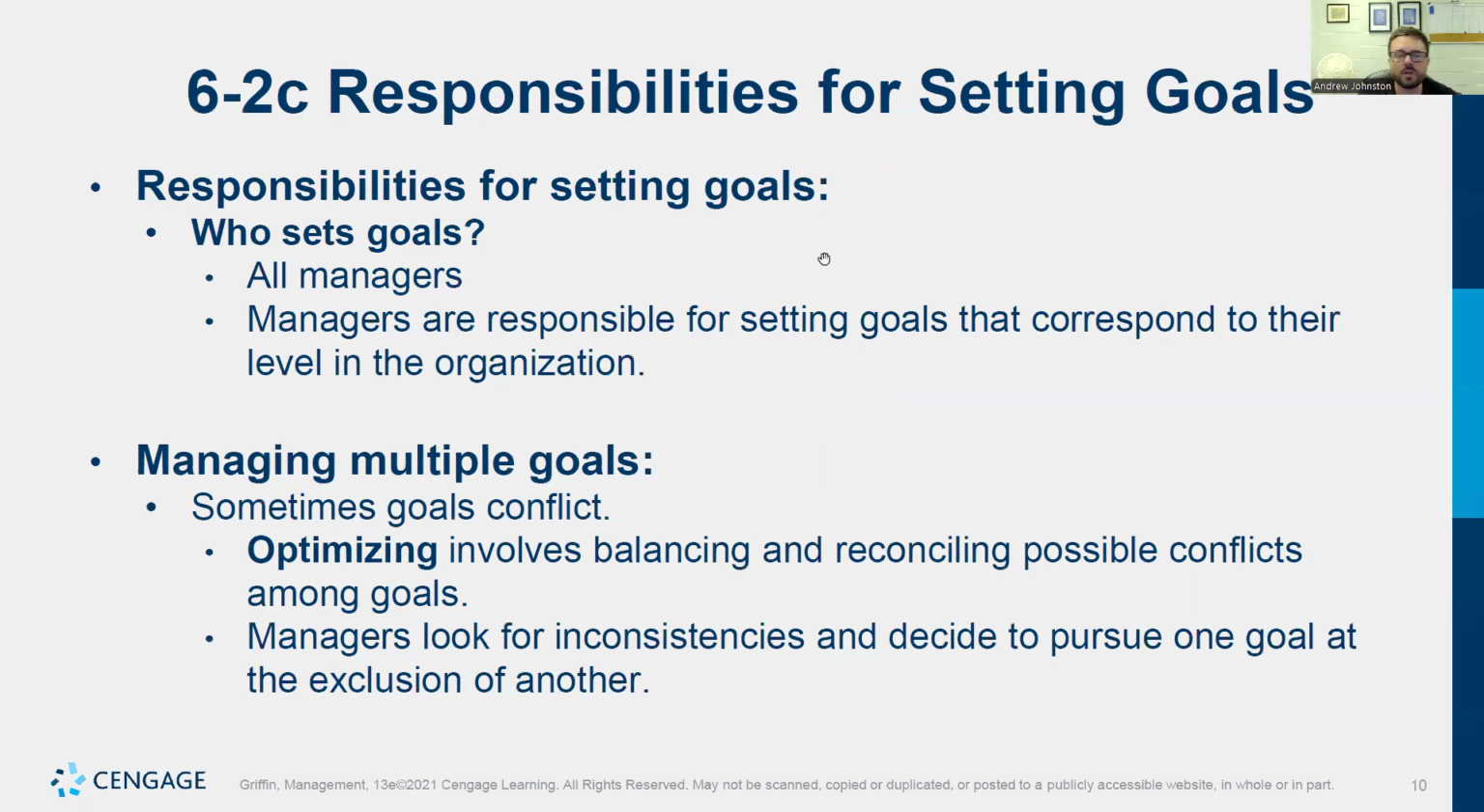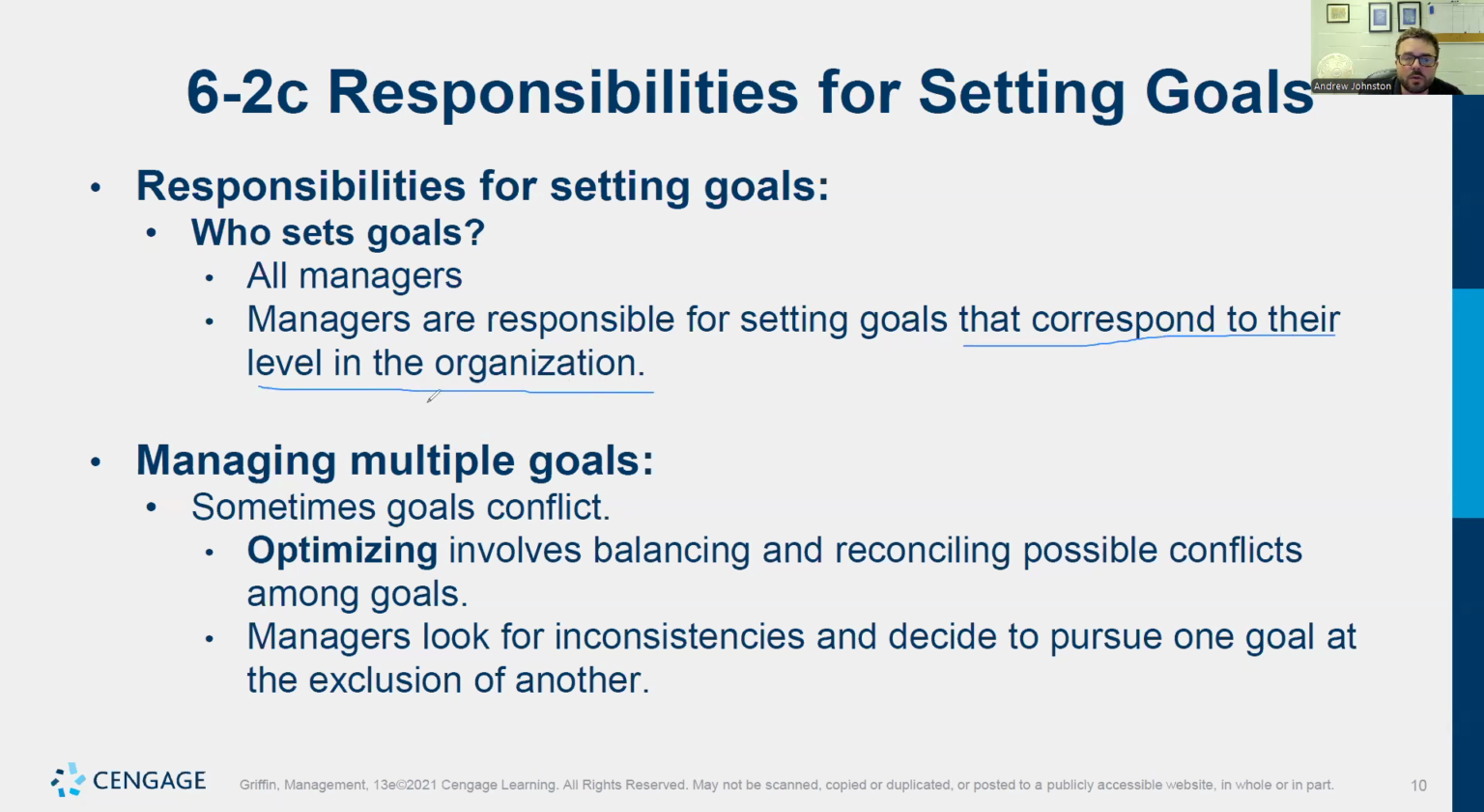So who sets the goals in an organization? Well, in one sense or another, if you are a manager, you're setting goals in one form. That's really what managers do, because if you're a manager, then by definition you're managing people or resources, and you are planning the allocation of those resources, whether they be people, financial, tangible, intangible. However, the nature of those goals, whether they're strategic, tactical, or operational, is going to depend on where you sit in the organization. So you will be setting goals that correspond to your level within the organization.